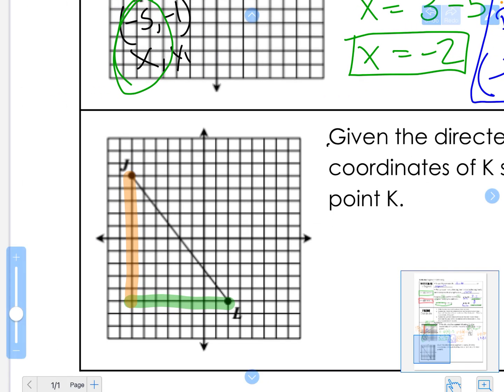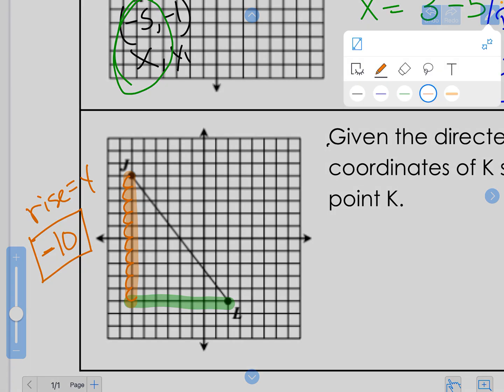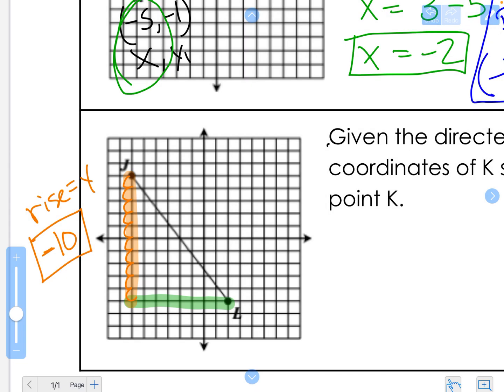So rise equals y. And so 1, 2, 3, 4, 5, 6, 7, 8, 9, 10. Now, just like if we were counting slope, if I'm counting down my y axis, I'm going negative. So if it's a negative slope, my y value is going to be a negative number. My run is always going to be a positive number because I'm always going to count left to right to make that number positive. 6, 7, 8. So 8 is my run or my x.